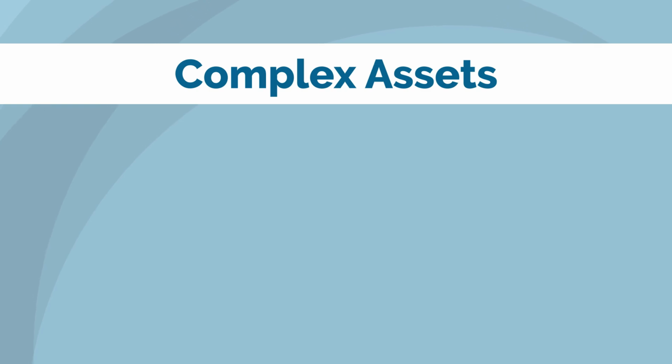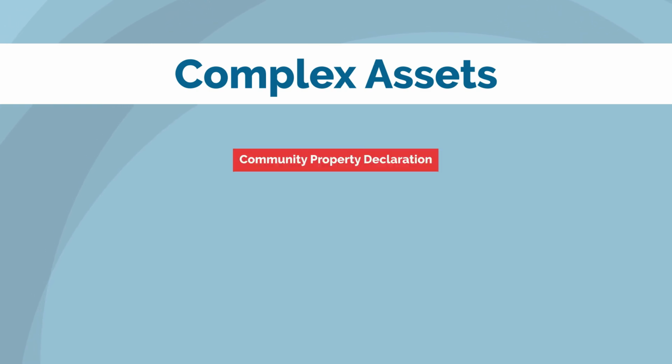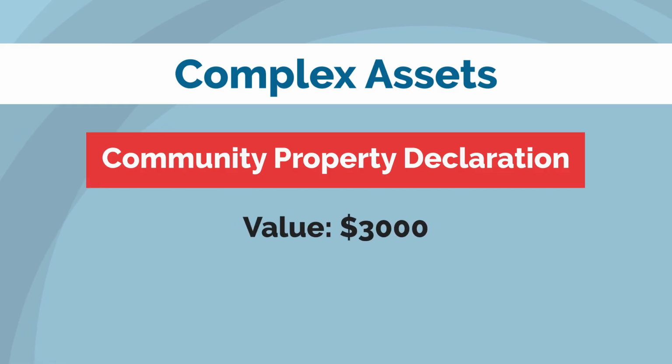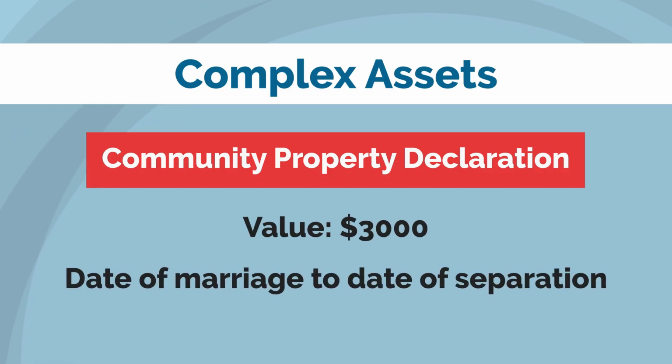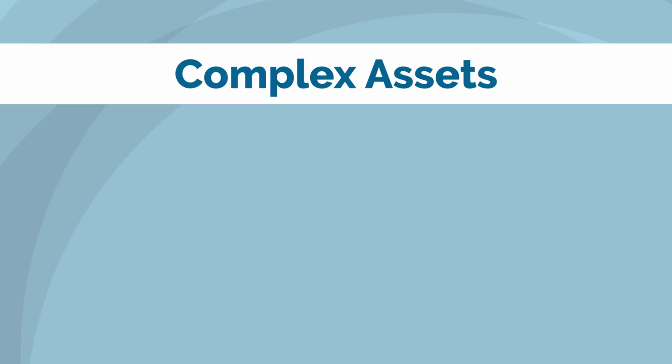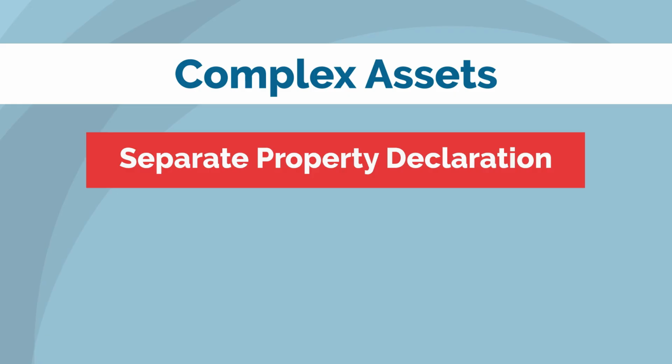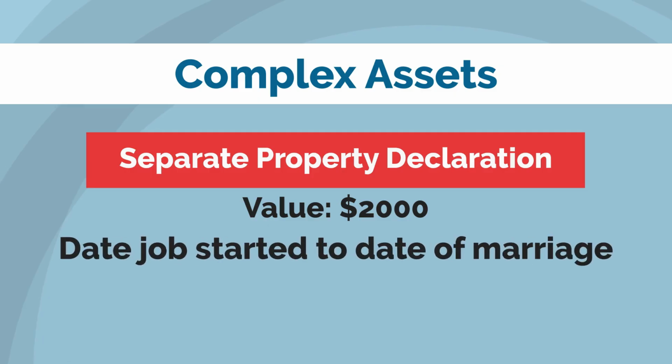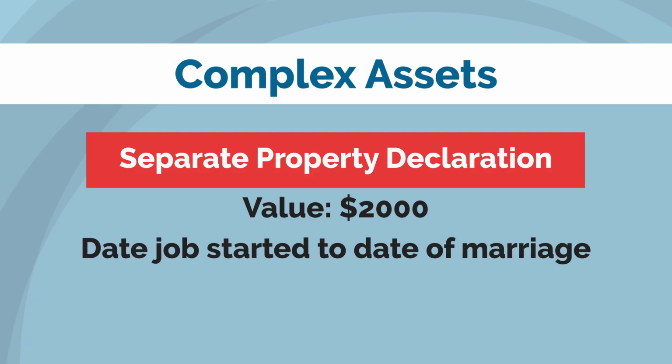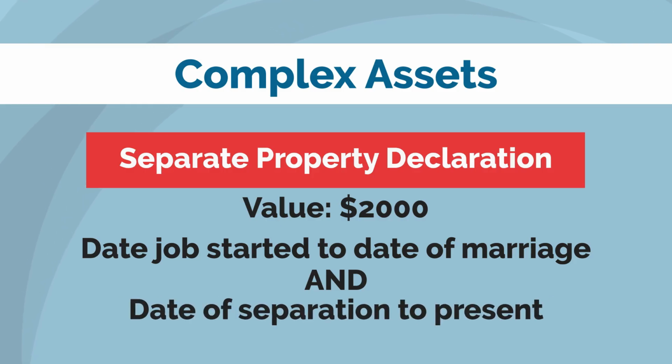The account will be listed on the FL-160 for community property with a value of $3,000 and a date range from the date of marriage to the date of separation. The same account will also be listed on the FL-160 for separate property with a value of $2,000 and a date range from the date the job was started to the date of marriage, and another date range from the date of separation to the date that the 401k stopped gaining money.